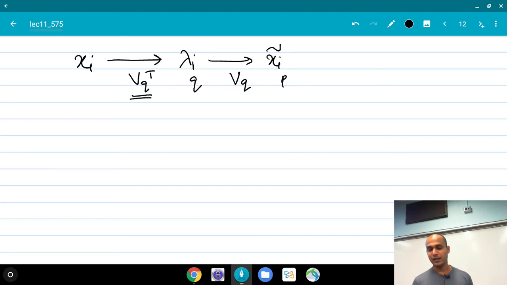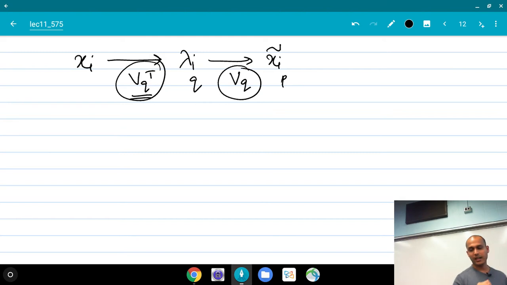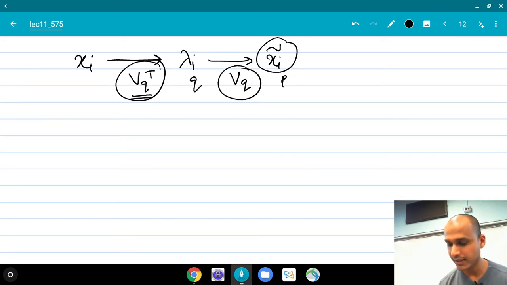I want to find a V_Q which can reduce the dimensionality in a nice way. I haven't even told you what the nice way is, but let's say that matrix has orthogonal rows. I'm saying that if I had that, then I can also do the opposite transformation, going from the Q dimensional space to the P dimensional space. Then I'm calling this thing that I got X tilde.